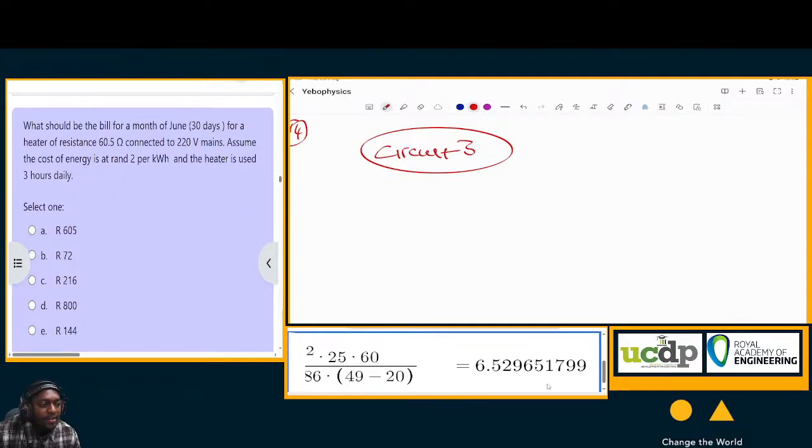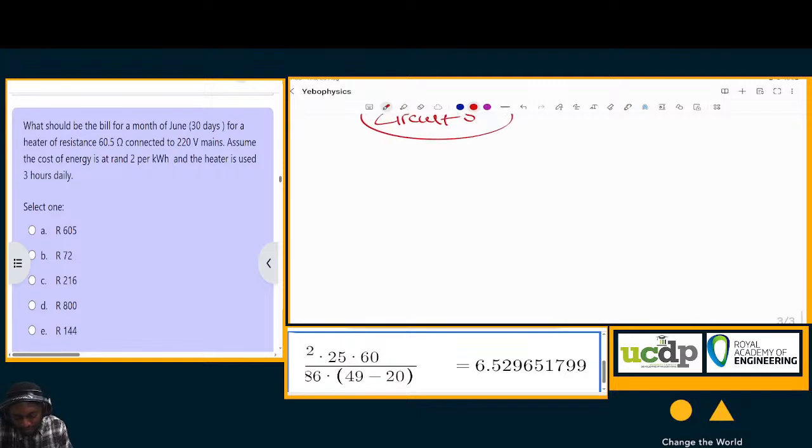Okay, let's calculate electric cost. The question reads, what should be the bill for the month of June for a heater of resistance 60.5 ohms connected to 220 volt mains? Assume the cost of energy is 2 rand per kilowatt hour and the heater is used 3 hours daily. So we're calculating electrical cost.